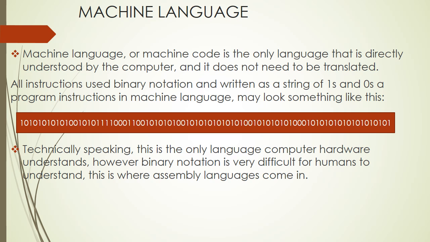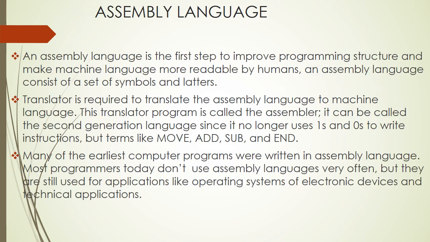Program instructions in machine language may look something like this, as we saw earlier. Let's look at this diagram on the screen that has 1 0 1 0 1 0 1 0 and so on. Technically speaking, this is the only language computer hardware understands. However, binary notation is very difficult for humans to understand. This is where assembly language comes in. We are now in assembly language.